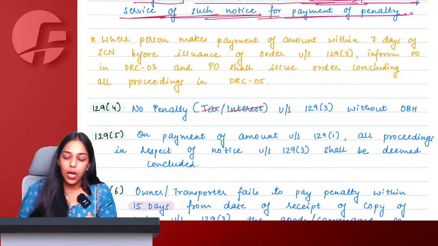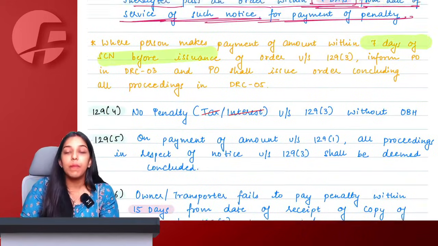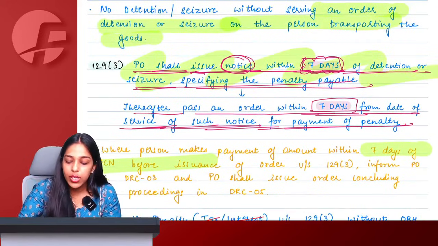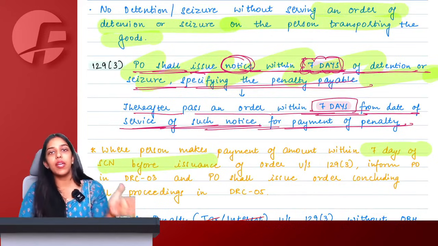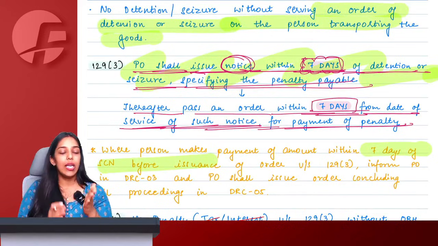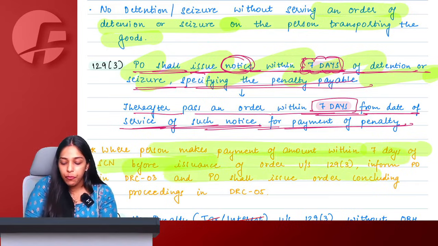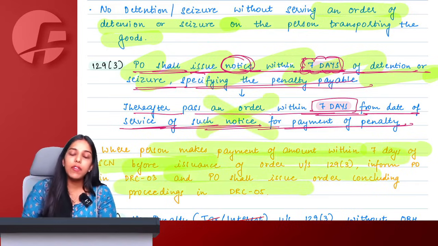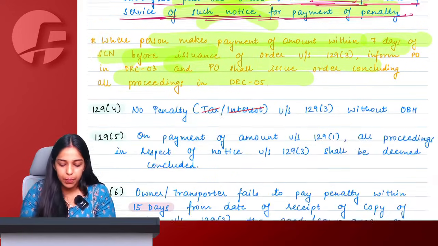Okay, ma'am. Now we are saying where a person makes payment of the amount within 7 days of the show cause notice, before issuance of the order. Now see, here a notice is first issued to me, from the day on which seizure is done. From there, within 7 days, notice is issued to me. Now, if within 7 days from the issuance of this notice I come forward and make the payment, then no order will be issued. But if I am not making payment, then of course, an order will be issued to me within 7 days from the notice. So, this is very simple.